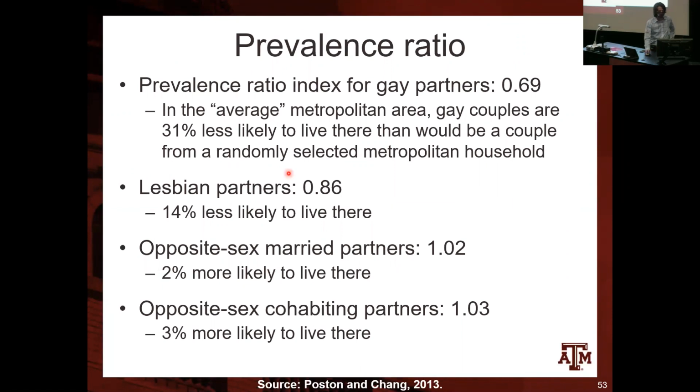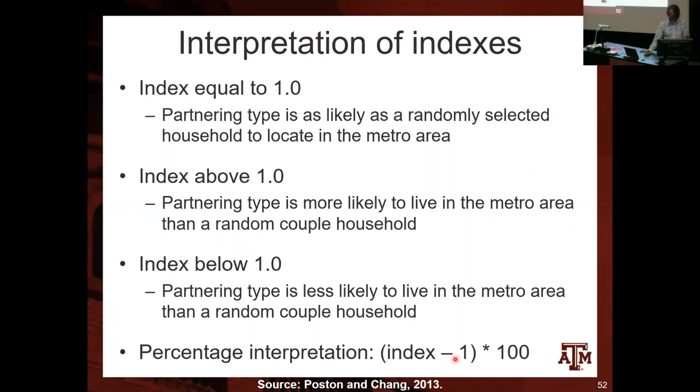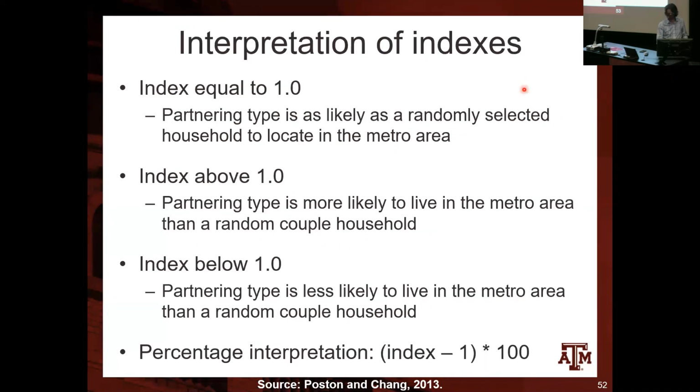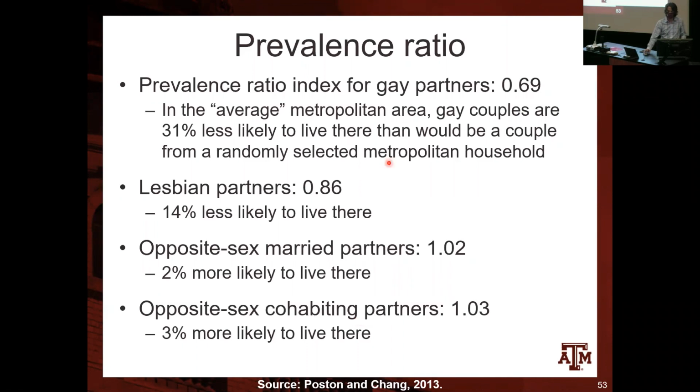So let's go. The prevalence ratio index for gay partners, looking at these metropolitan areas based on 2010 census data, equals 0.69. So we just go back to the previous slide. 0.69 minus 1 is 0.31 times 100, 31%. It's below 1 unit. So that partnering type is less likely to live in the metropolitan area than a random couple household.